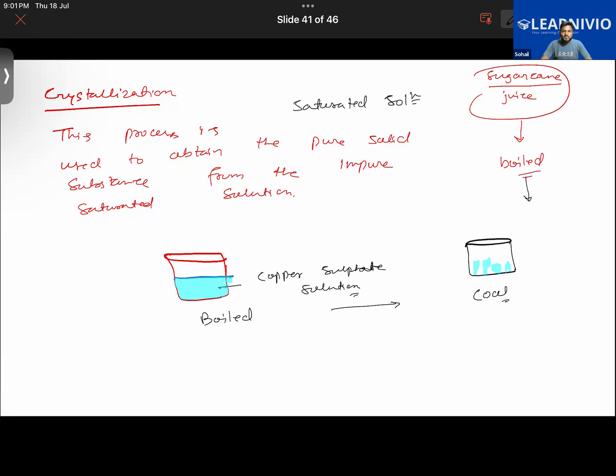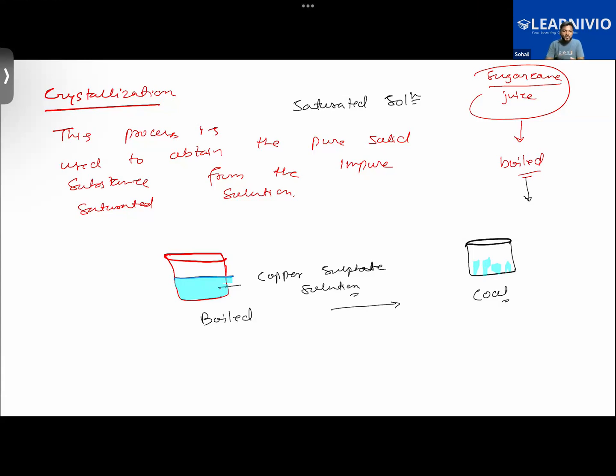Let us quickly sum up the process of crystallization. It is a process in which a hot concentrated solution of a substance is cooled to obtain crystals of the pure substance. Getting it, guys?